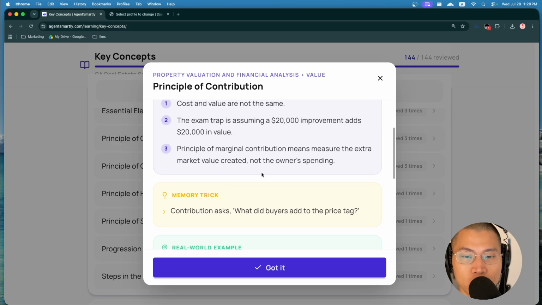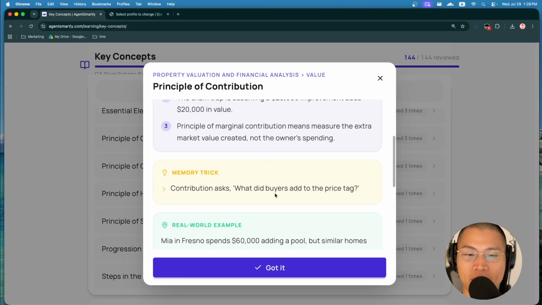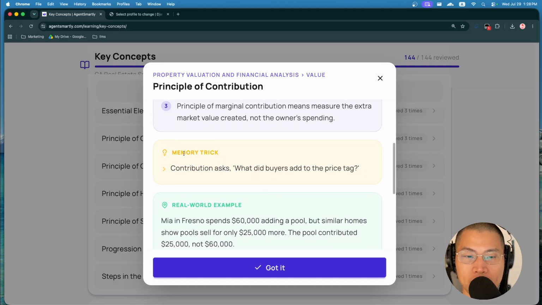The principle of marginal contribution measures the extra value the market creates, not the owner's spending. Once again, it's about how much people are willing to pay for the improvement. For the memory trick, ask what the buyer adds to the price tag. It's not how much you spend. Once again, it's not the cost, but the value.